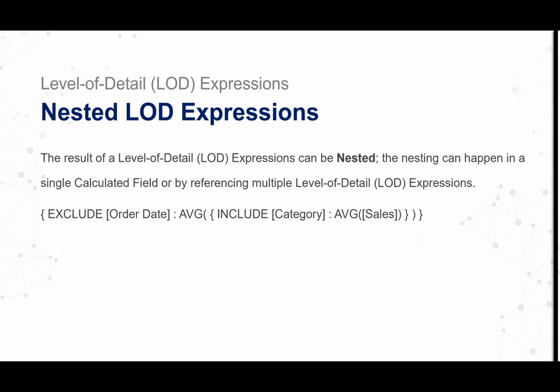As you can see, you have your exclude. We exclude an order date from our aggregation, and then we're doing an average of something. That something typically has been an aggregation from a field. However, we have now included a LOD in there, and we can keep on going. But we can include, exclude, include.